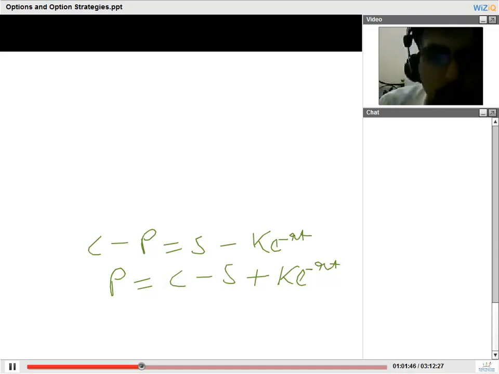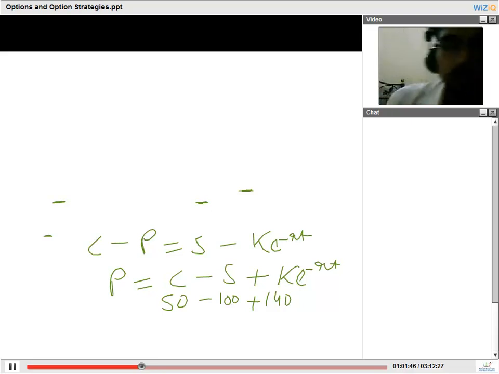In the question, what is the price of a call option? Call option has a market price of 50. What is the stock price? Underlying stock price is 100. What is the strike price of the options? The strike price of both the options has to be the same. Strike price is 140. E is E. E is 2.71. Press 1 on the calculator and press second and E.